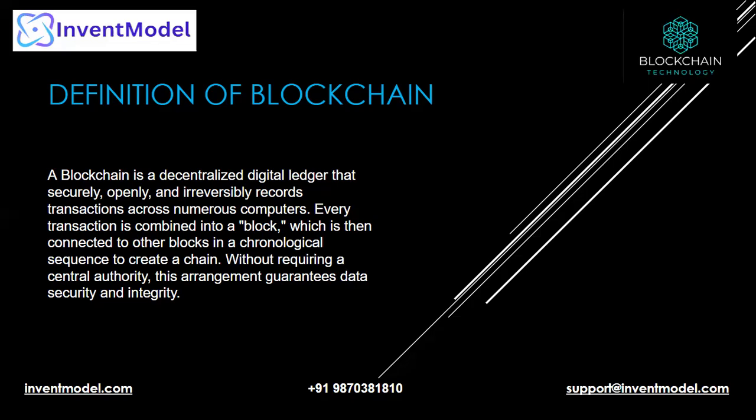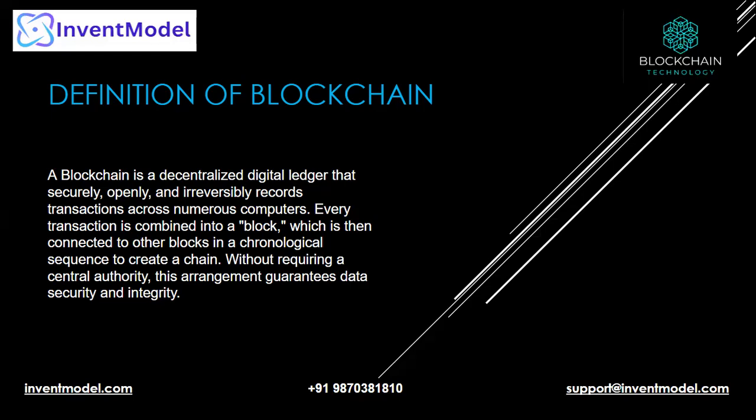Next is the node. Every individual computer in a blockchain network that maintains a validated ledger of that blockchain is a node. So every system which is connected to a blockchain is known as a node, or acts as a node of a blockchain.